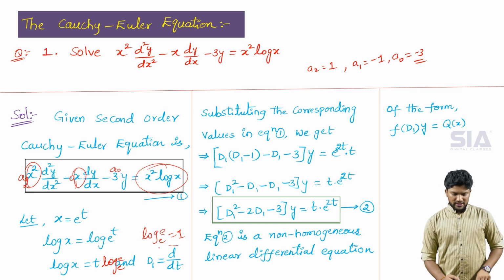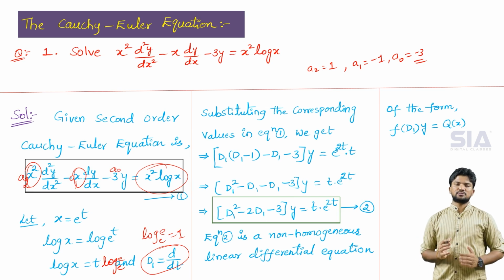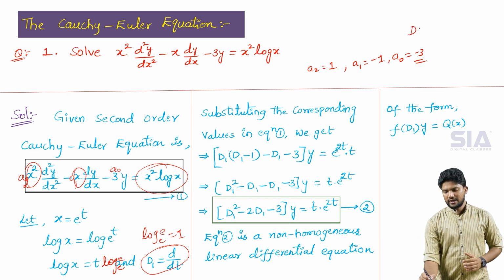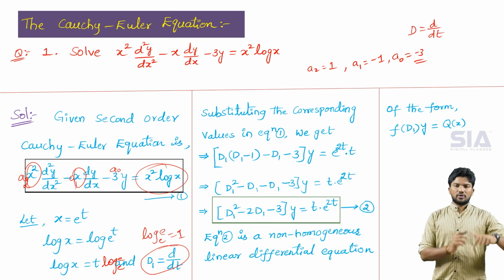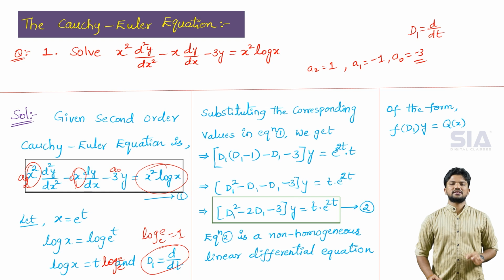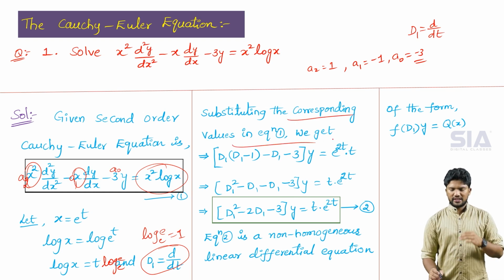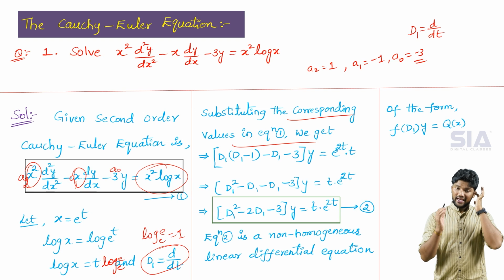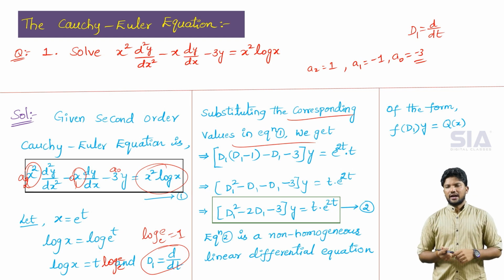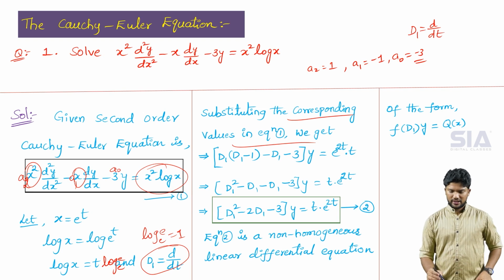And from the derivation we discussed that capital D is equal to d by dt. For this problem, you have to take it as D suffix 1. D suffix 1 is equal to d by dt. Substituting these corresponding values in equation number 1: substitute x is equal to e power t, substitute log x is equal to small t, and substitute d by dt is equal to D1 in equation number 1.